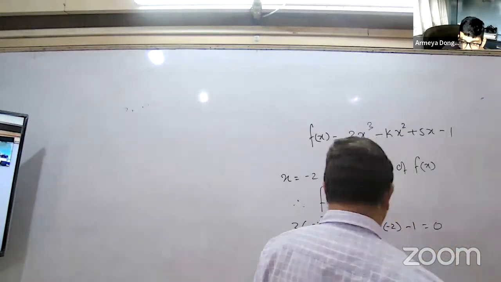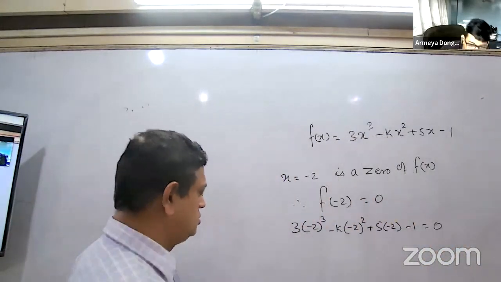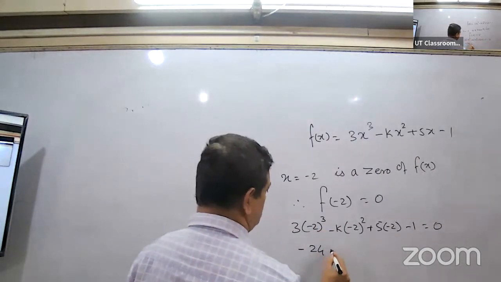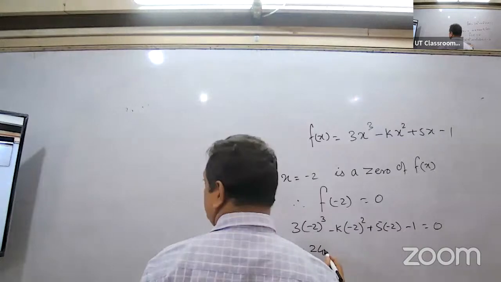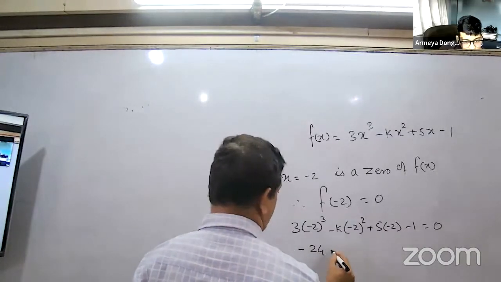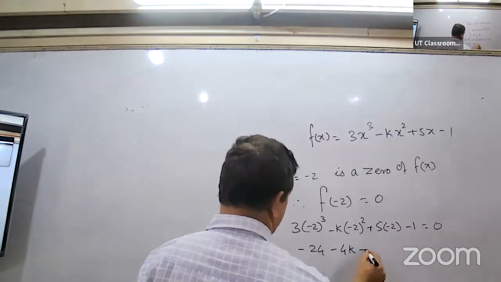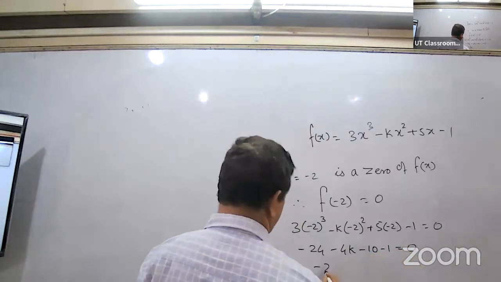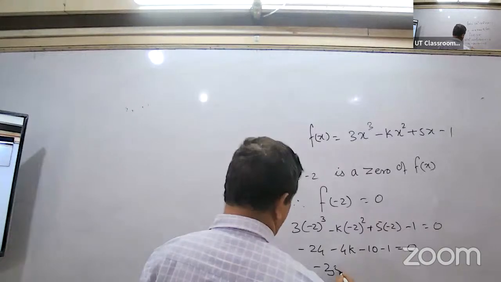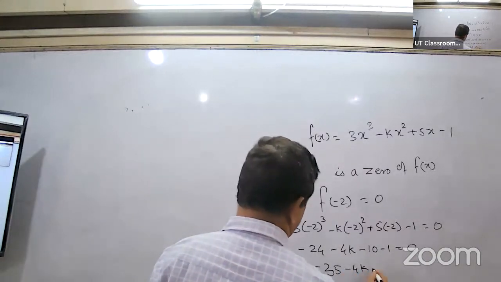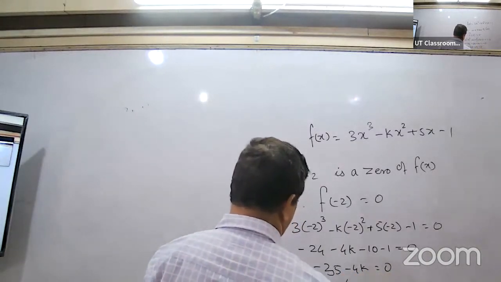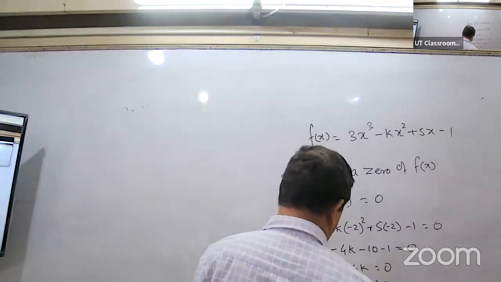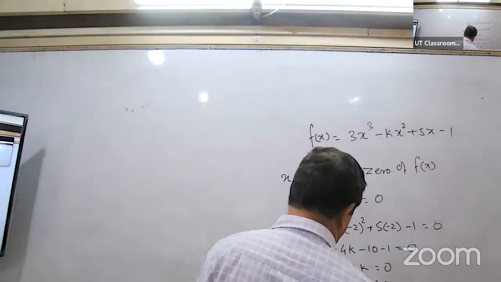Okay, so it is equal to 0. So that is equal to how much you will get? Minus 24. Did you get the answer? Yes, sir. Then minus 4k, minus 10, minus 1 equal to 0. Minus 35, minus 4k is equal to 0. So 4k is equal to, or minus 4k is equal to 35. K is equal to minus 35 upon 4.